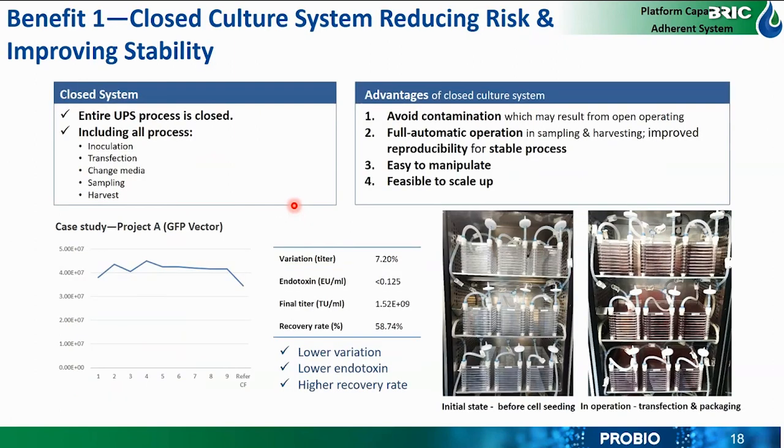And when using the cell factory system, there are a lot of open operations. So GenScript has developed a closed system that can avoid cross-contamination, with fully automated operation for the cell factory. It is easy to manipulate, and it is also easy to scale up. Using this one system, we can operate inoculation, transfection, medium change, sampling, and harvest.